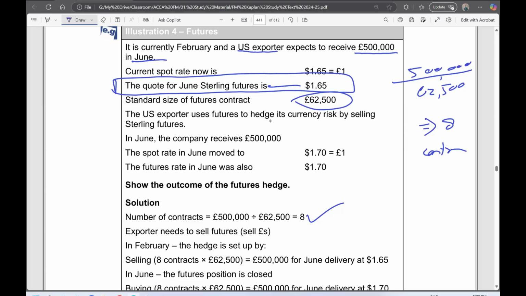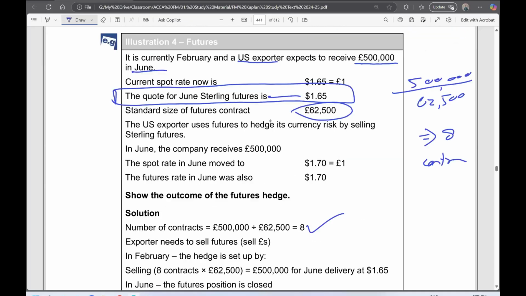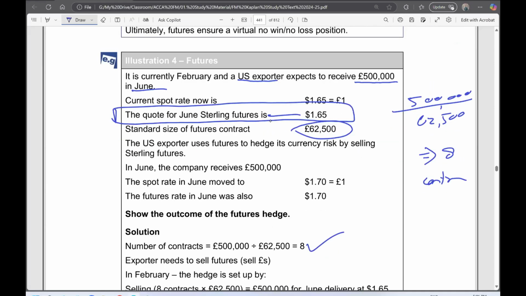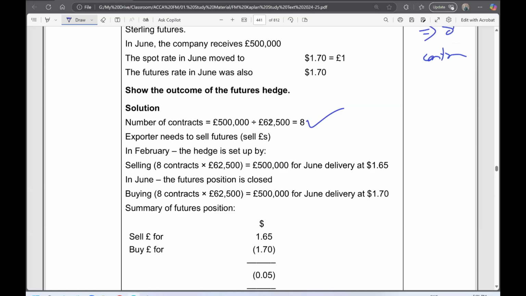Got the point? So right now, because it's a receipt, when we have a receipt, we will sell future. When we have a payment, we will buy future. Simple. When we have payment, we will buy. When we have receipt, we will sell. So right now we will sell at the current rate, which is 1.65. The settlement date, whatever the rate, you will take the opposite position.